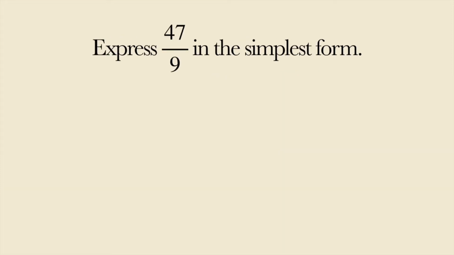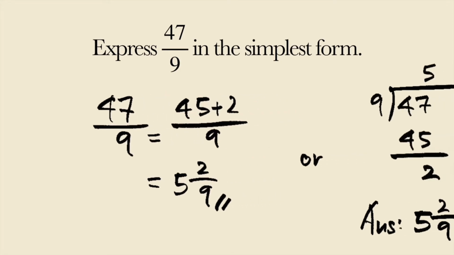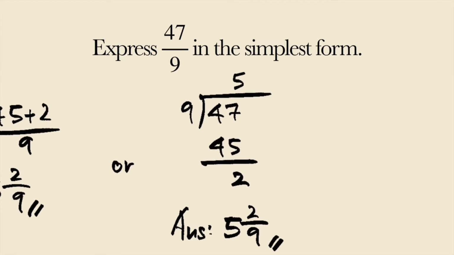Next, an improper fraction in the simplest form. Looking at this, we can again use this method. So think of the largest multiple of 9 that you can obtain from 47. It is 45. So 45 divided by 9, that's awesome. That's 5 wholes. The remainder here is 2 over 9. Okay, long division can also be used.